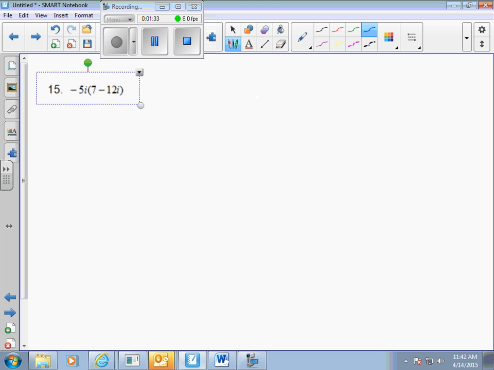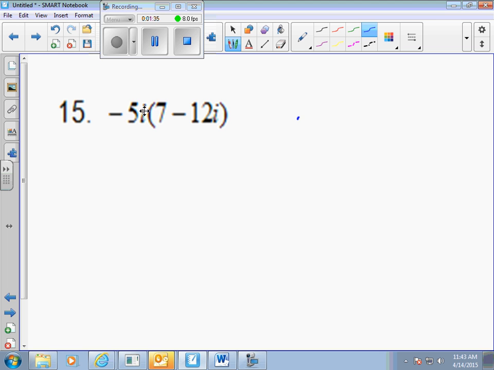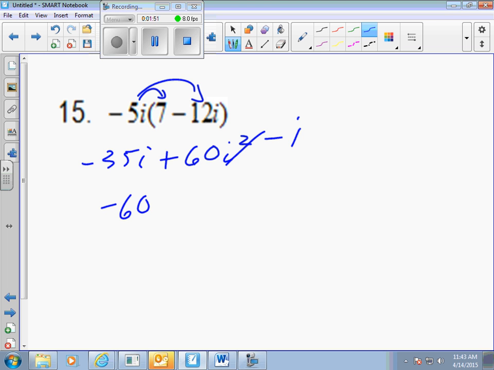For 15, we're multiplying in this case. See how that touches? So I have to distribute. I get -35i plus 60i squared. We know that i squared is equal to -1. We get 60 times -1 is -60 minus 35i.